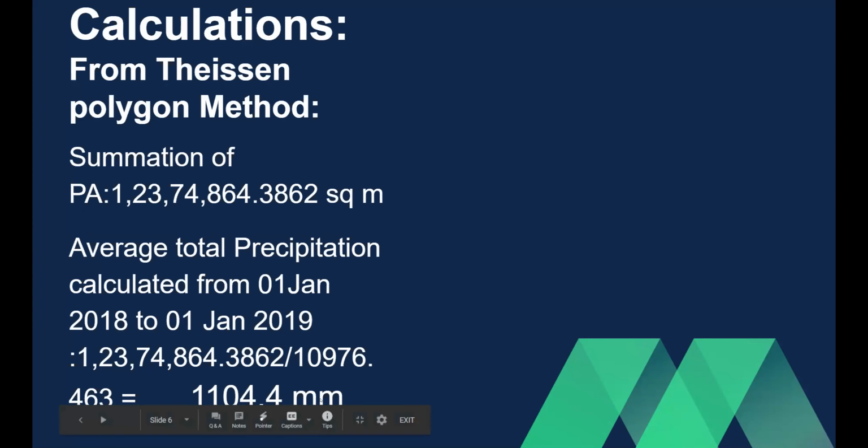I got 1104.4 mm, which is more because Vizag, being a coastal district nearby the coast, receives more. But I think Yashwanti got 958, right? With different stations, different ways of averaging, or maybe even different polygons, you get slightly different numbers. It depends on which stations you pick. All of you are doing it your own way. Thank you, Satya.